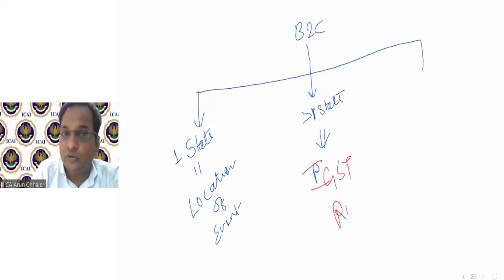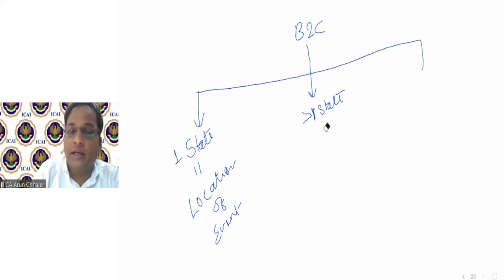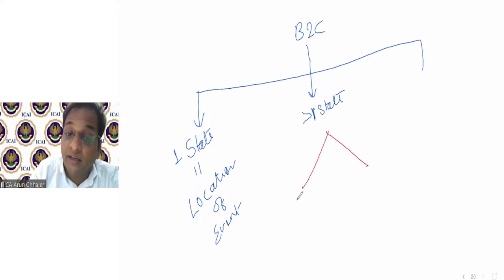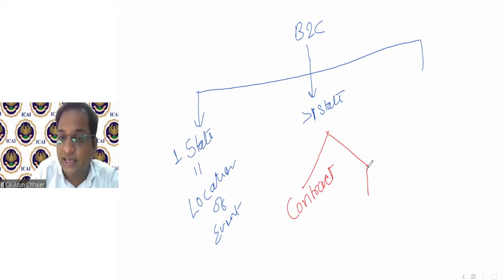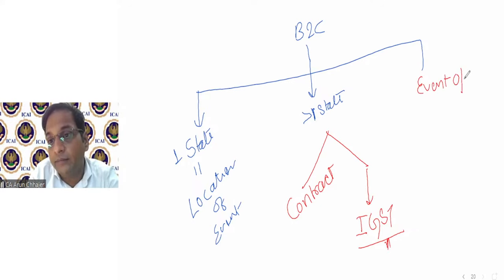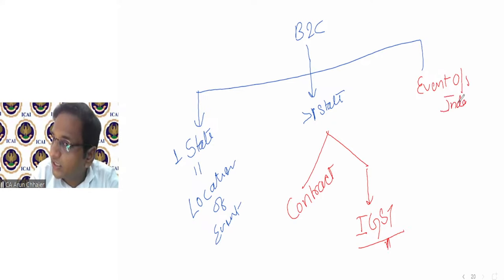So one thing is clear. Whenever the event is being held in more than one state, or the property is being held in more than one state, the first base would be the contract. If the contract is silent, then you will apply the respective IGST rules, like Rule 4 we have discussed. Now we will discuss one rule for the organization of the event. And third is that if the event is held outside India, then the place of supply would be LOR.